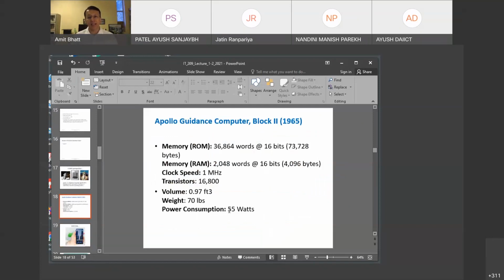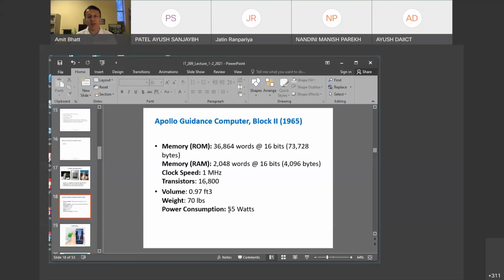Okay, so this is officially what that particular processor had. The ROM was 36K or 37K words of 16 bits. Its RAM was 2K. Clock speed 1 megahertz. 16,800 transistors were used. Of course, these were rudimentary transistors, measuring in tens of microns rather than a nanometer, which we measure right now. Its volume was almost 1 cubic foot. So, you can imagine the box. Weight was 70 pounds, and it was using 55 watts of power.